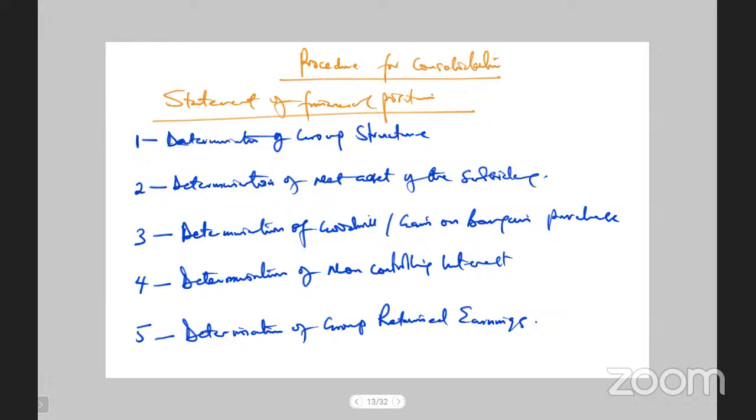We ended last class with the 5 steps that we need in order to prepare the consolidated statement of financial position. Step 1, we look at the group structure. Step 2, determination of the net asset of subsidiary. Step 3, determination of group goodwill, or we get what we call gain on bargain purchase. Then step 4, determination of non-controlling interest. Then step 5, we look at the group retained earning. We said that these 5 steps are the steps that are required when we need to prepare the group account.